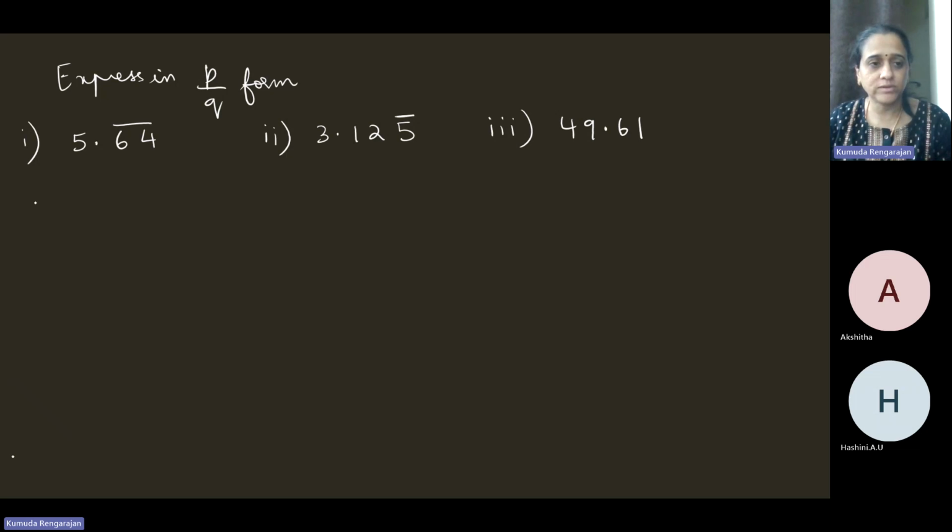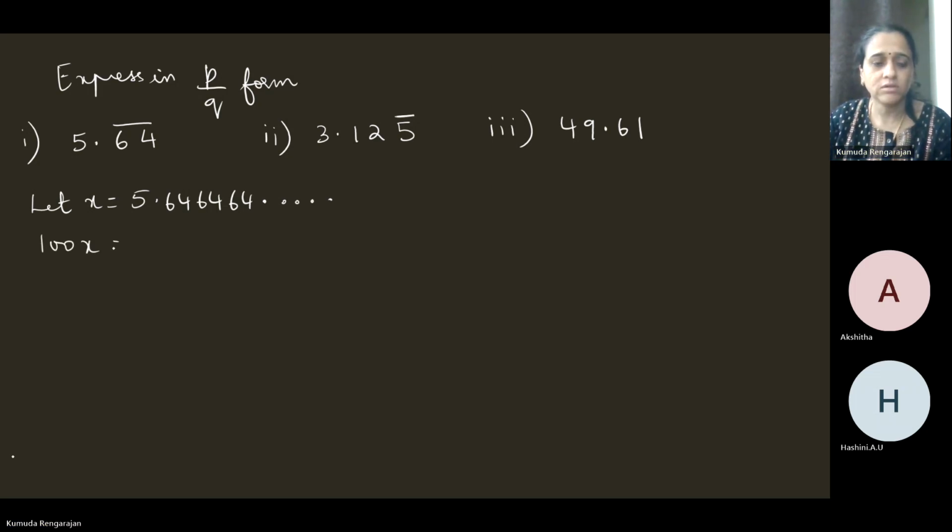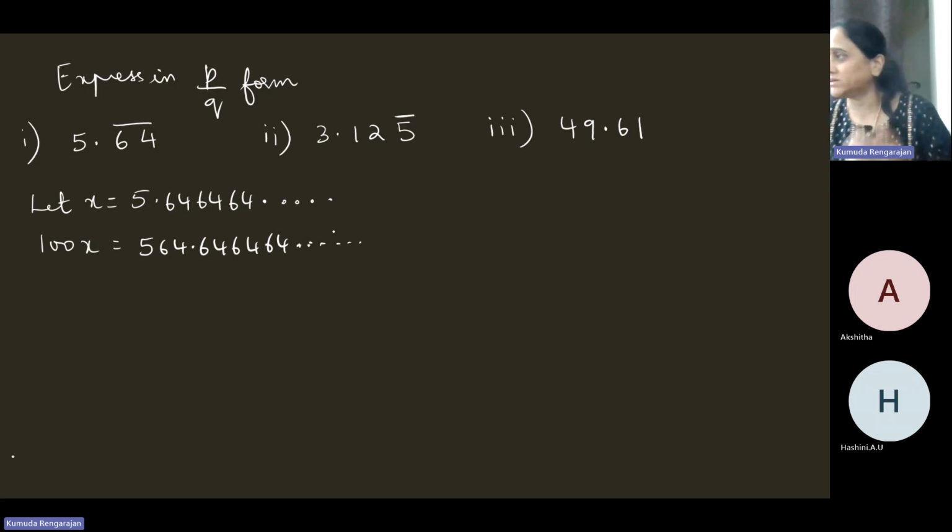Okay, the answer of the first one: let x be equal to 5.646464 going on like this. Now how many digits are repeating? 2. How many digits in the repeating block? 2. So I should multiply by 100. 100x is equal to, when you multiply by 100, the decimal point will move two places, so 564.646464 goes on like that. You can write as many 64s as you want because there are so many.